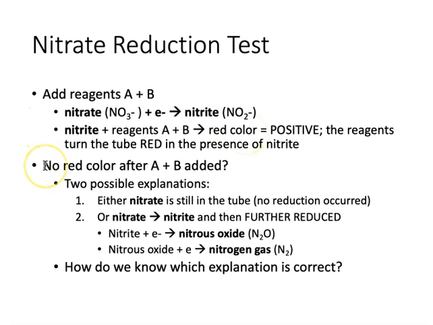If there's no red color after A and B are added, there's two possible explanations for that. Number one, either the nitrate is still in the tube, in other words, there was no reduction, or the bacterium did reduce the nitrate, but it didn't stop at nitrite. It further reduced the nitrite, either to nitrous oxide or all the way to nitrogen gas. Two possible explanations, but which one is correct? How do we know?